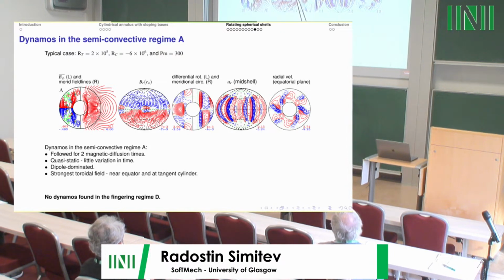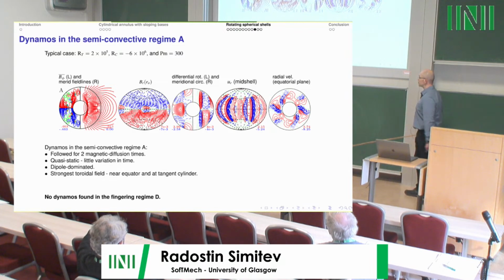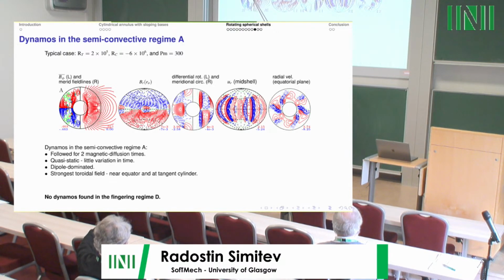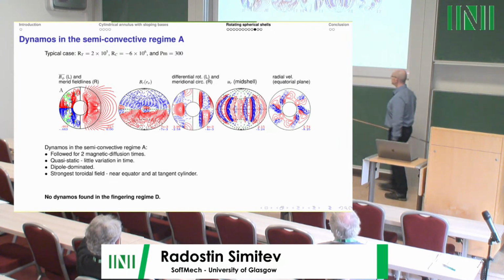The new plots that I'm showing are those two. These are the familiar convection patterns. In here, I've plotted the B phi component of the magnetic field and the poloidal field lines in the meridional plane, averaged in azimuthal direction. And this is a picture of the radial magnetic field on the surface of the spherical shell. What we see is that the magnetic field is strongly dipole-dominated. It does not change much. And the toroidal field in particular is concentrated here at the outer part of the spherical shell near the equator and at the tangent cylinder.